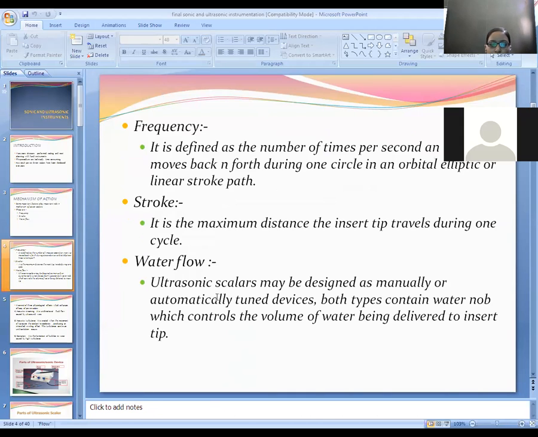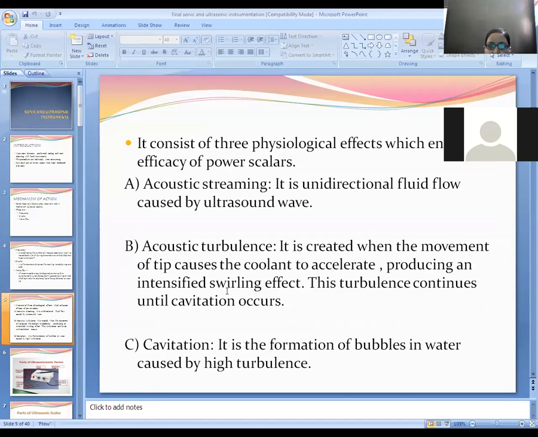The water flow: ultrasonic scalers may be designed as manually or automatically tuned devices. Both types contain a water lock, which controls the volume of water that is being delivered to the insert tip. It consists of three physical effects which enhance the efficacy of power scalers.